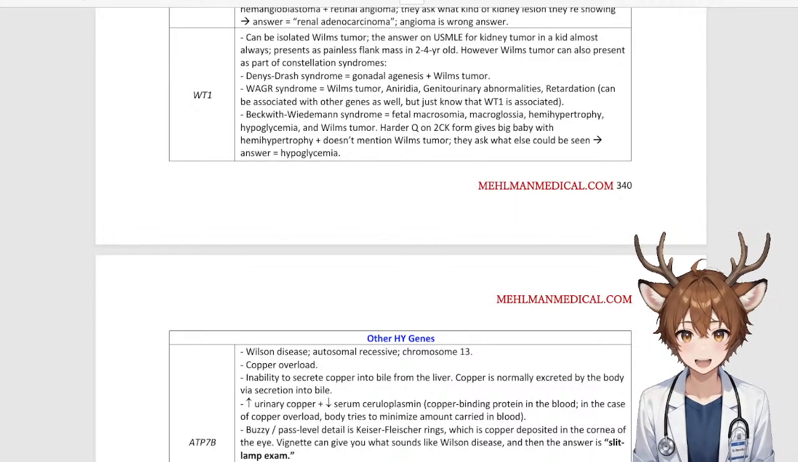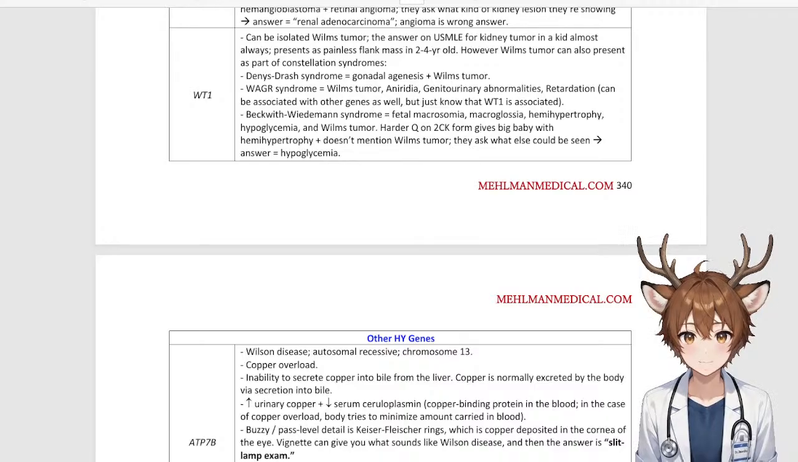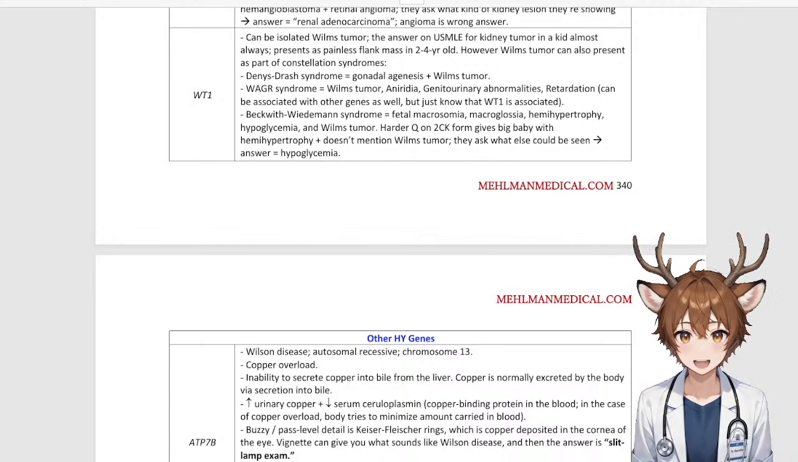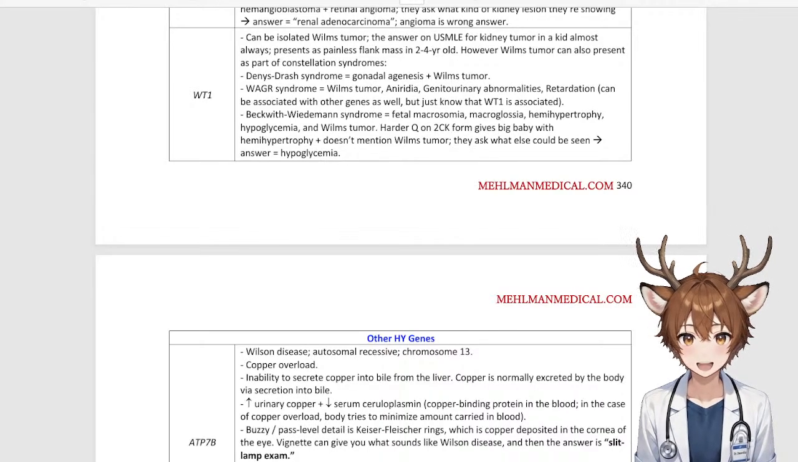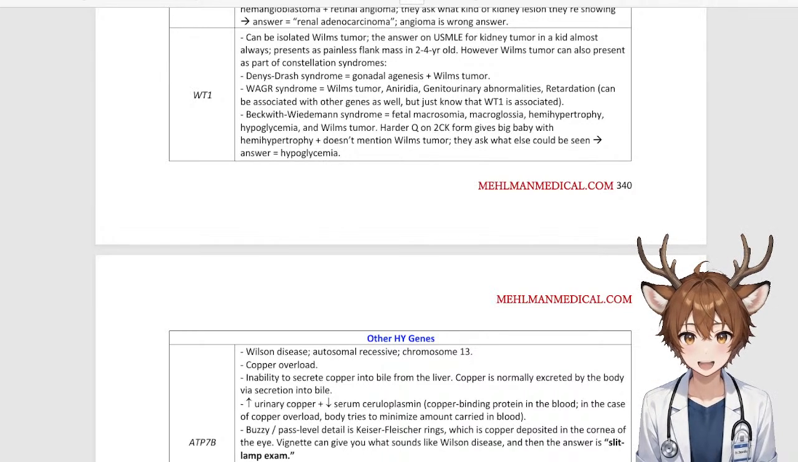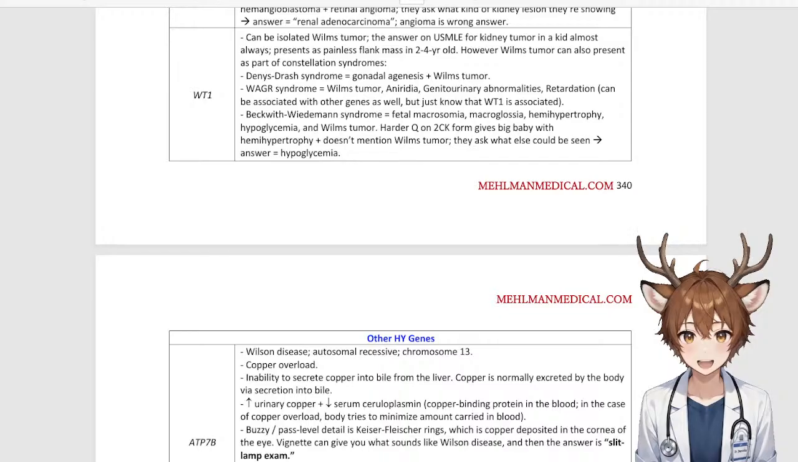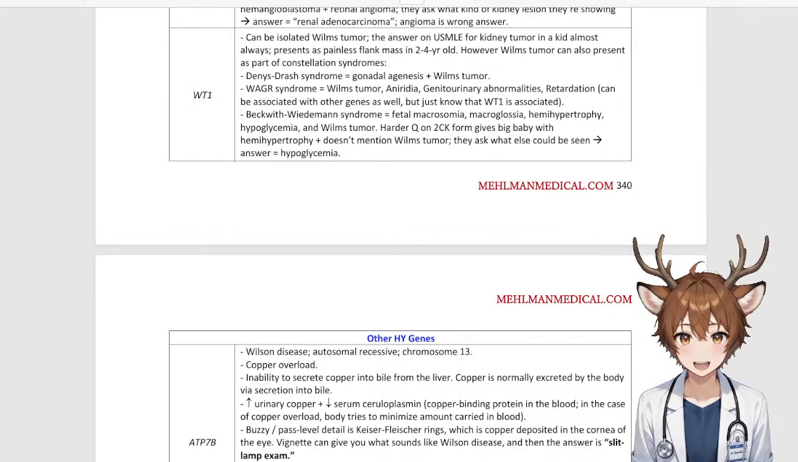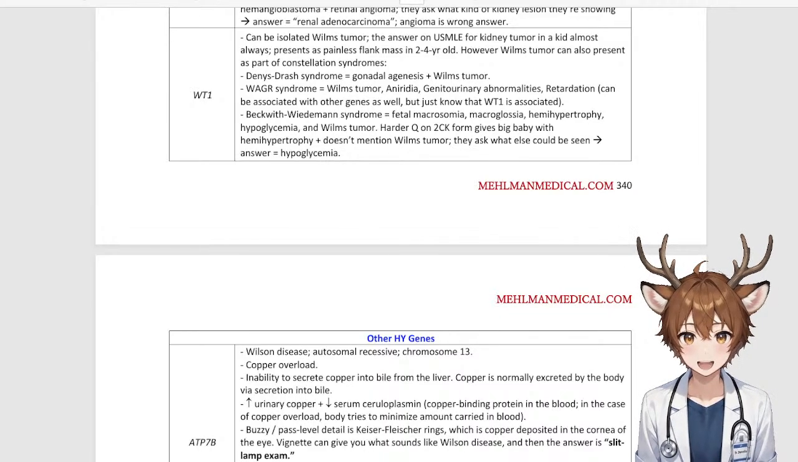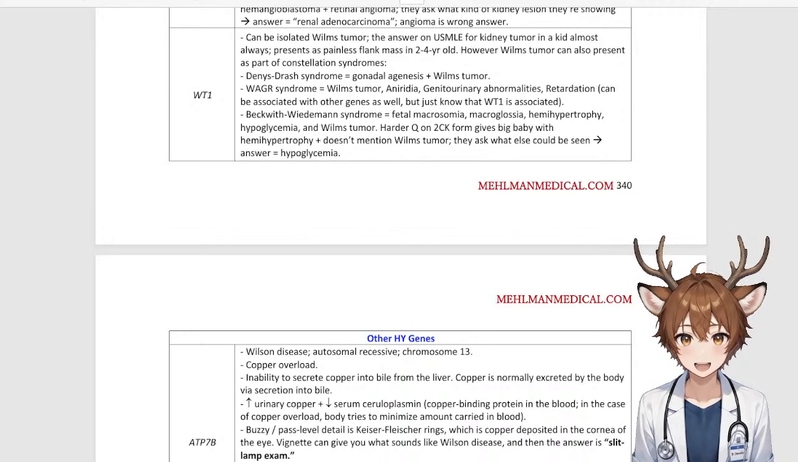So WT1 can be isolated Wilms tumor. The answer on USMLE for a kidney tumor in a kid almost always presents as a painless flank mass in a 2 to 4 year old. However, Wilms tumor can also present as part of constellation syndromes. Denys-Drash syndrome: gonadal agenesis plus Wilms tumor. WAGR syndrome: Wilms tumor, aniridia, genitourinary abnormalities, retardation. It can be associated with other genes as well, but just know that WT1 is associated with it.